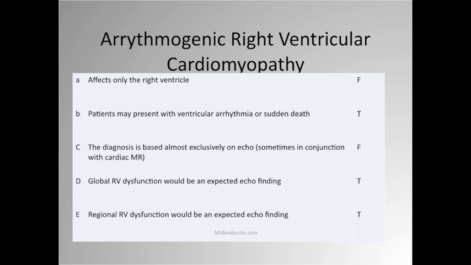Global RV dysfunction would be an expected echo finding. That's one of the things you look for. Regional RV dysfunction would be an expected echo finding. Again, that's one of the things you look at often. Regional small aneurysms.